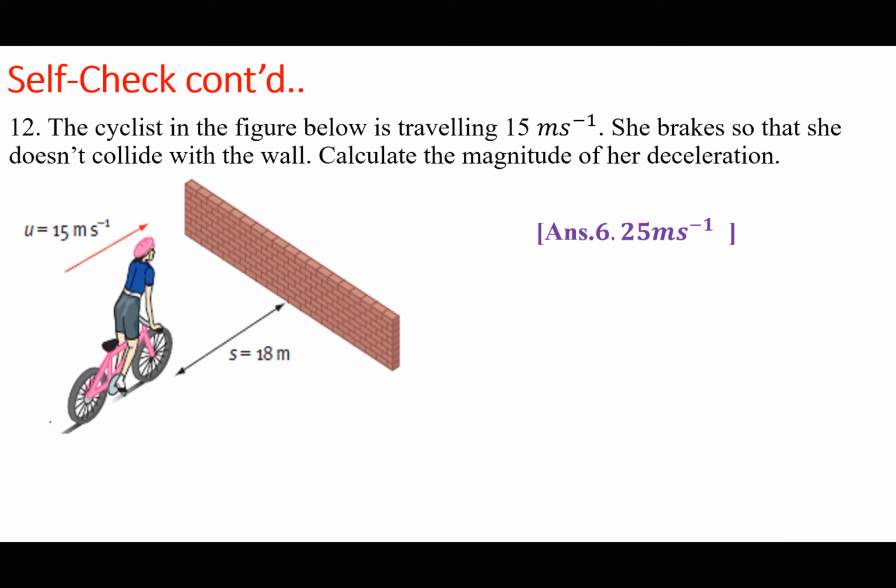The cyclist in the figure below is traveling 15 meters per second. She brakes, so this is initial velocity. When she brakes, it means the final velocity is going to be 0, because when you apply the brakes, it means you are coming to rest, so that she doesn't collide with the wall. Calculate the magnitude of her deceleration. So of course, her acceleration is going to be final velocity minus initial velocity divided by t.